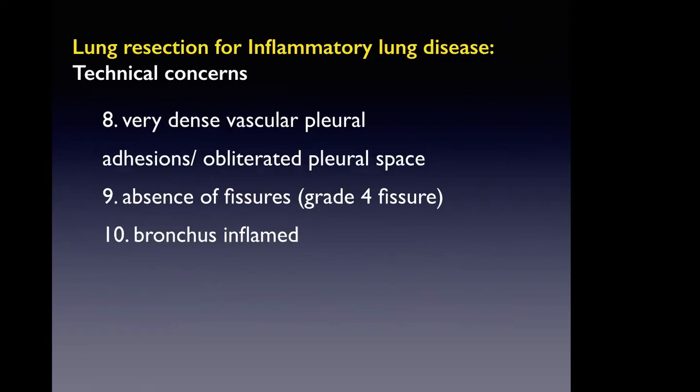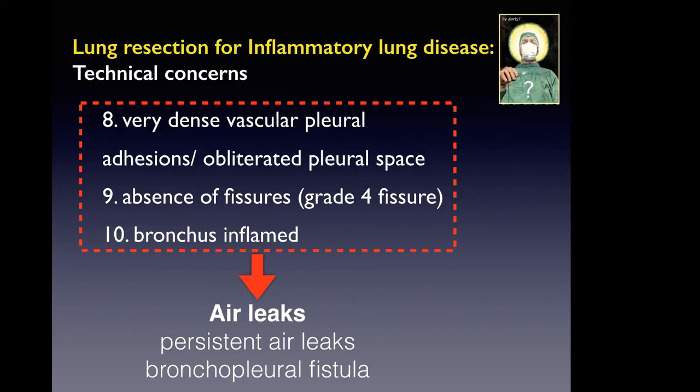Another is the very dense vascular pleural adhesions and obliterated pleural space, like the ones I showed earlier in that video, and absence of fissures. You have grade 4 fissures, very, very thick fissures. It's very difficult to manage because even the thickest staplers, if you use them, sometimes aren't enough to close. And lastly, you have an inflamed bronchus, which could result in development of bronchopleural fistulas post-op. So all of these last few concerns lead to air leaks, persistent air leaks, and bronchopleural fistulas, which is one of the problems that we encounter post-op.